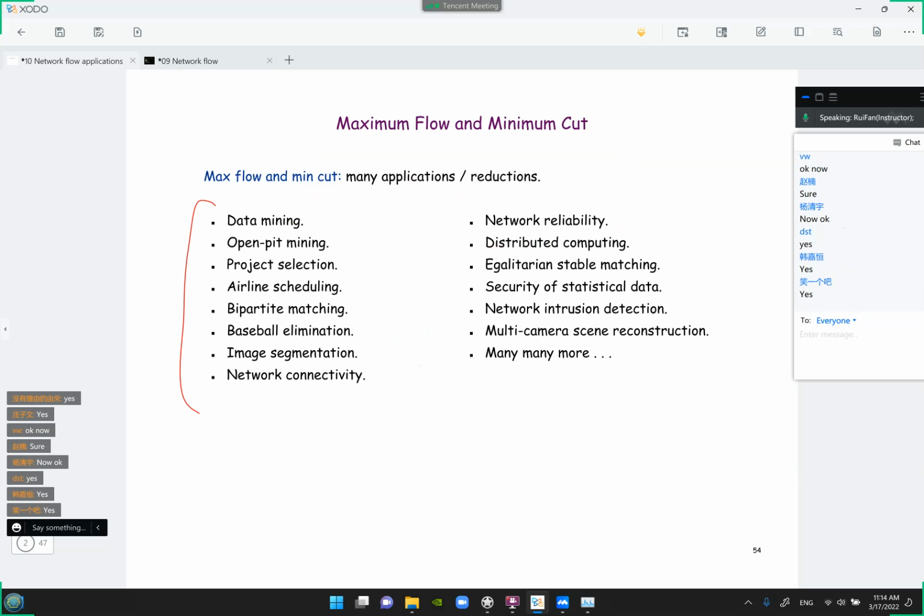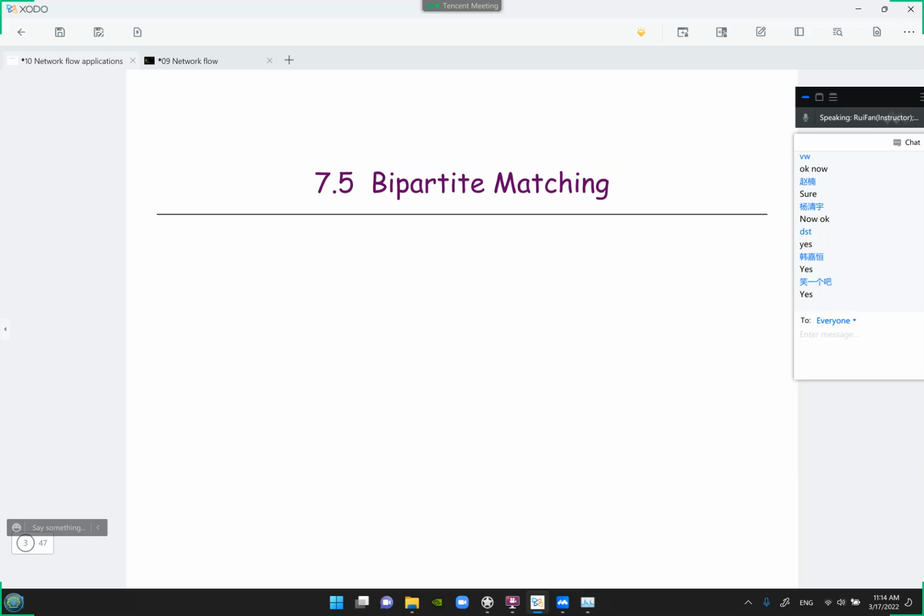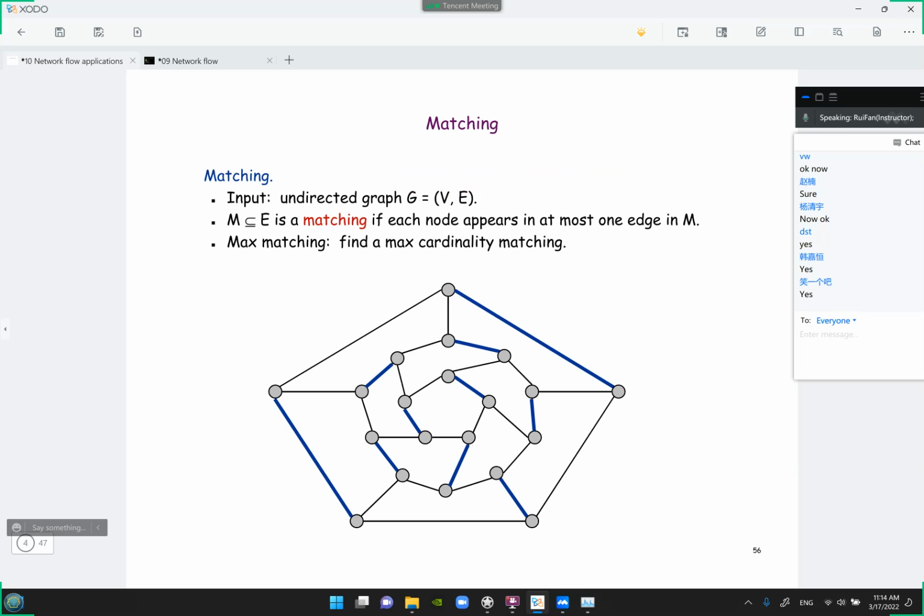Sorry about that. What I was saying was, you have max flow and min cut, and these are related to many other problems, but I'm not going to cover all of them today. One thing I'll cover is bipartite matching. First of all, what is bipartite matching? Let's look at the general matching problem.